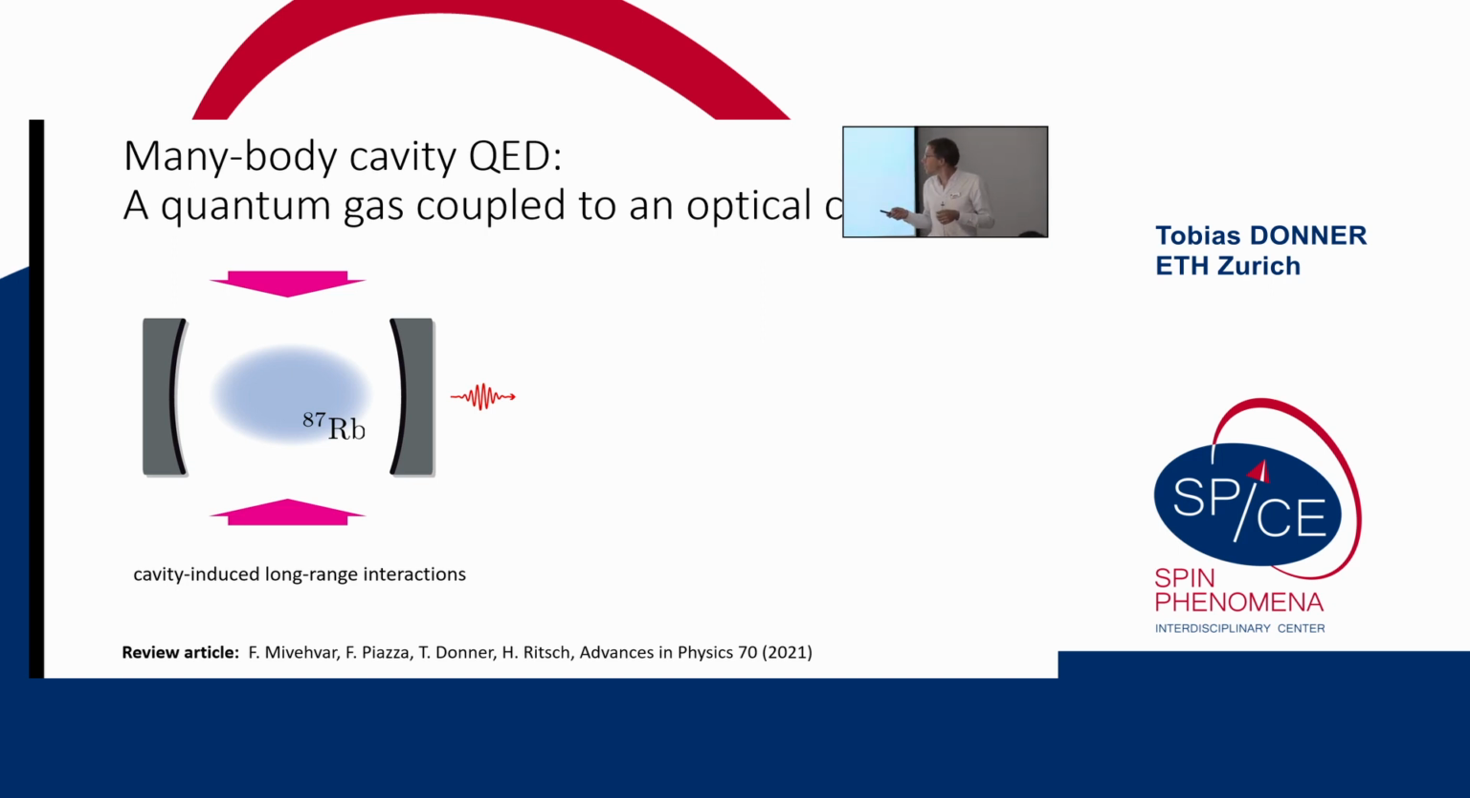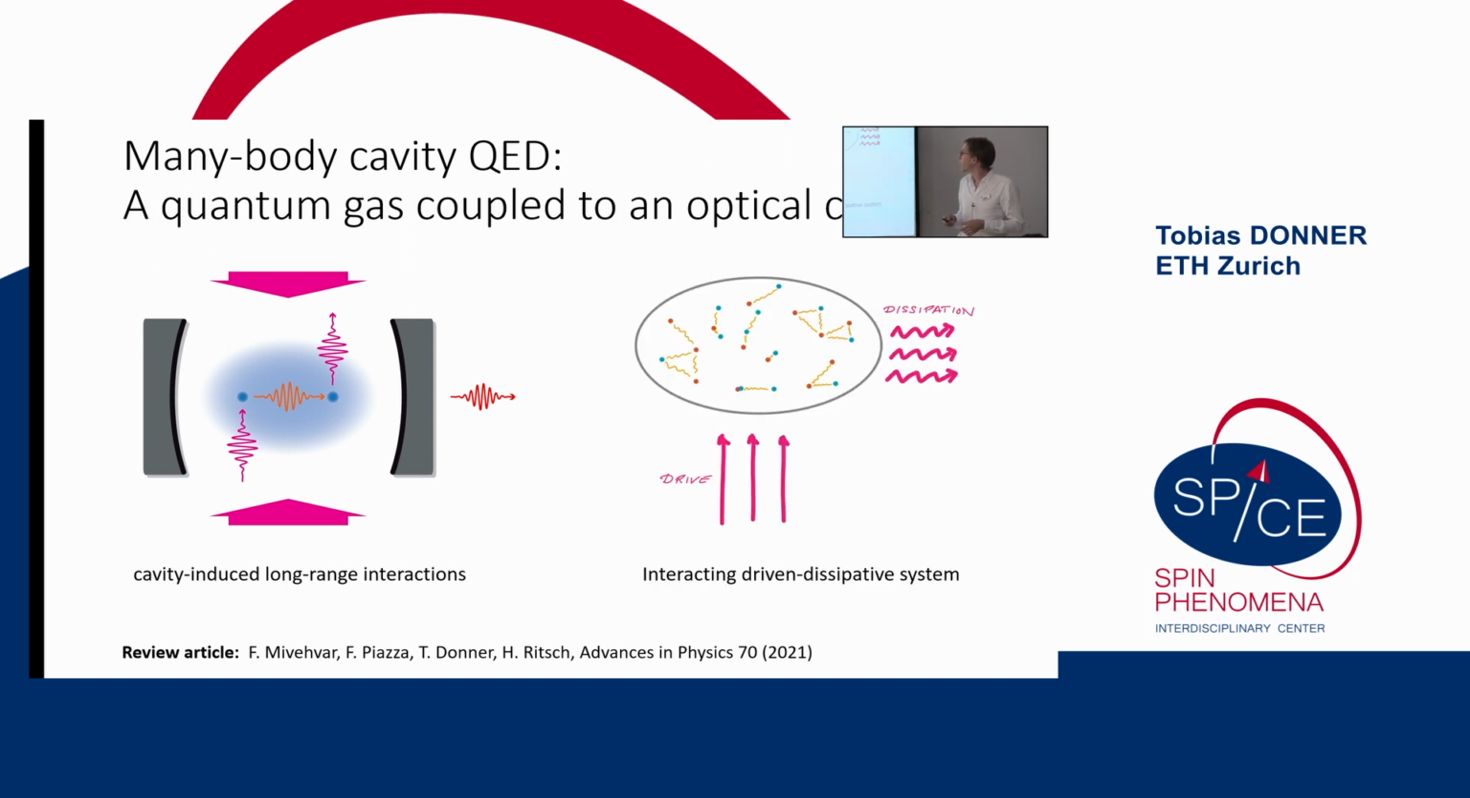Now the following process mediates these long-range interactions. We take a photon from the pump, scatter it at a first atom into the cavity, and then back into the pump at a second atom. Those two atoms have interacted with each other via the exchange of this photon, and since this photon is delocalized over the entire cavity mode, this is a global range interaction. The system is open, so some of those photons will also leak out, and this renders the system a driven dissipative system, so you can have the conceptual picture of an interacting driven dissipative system.